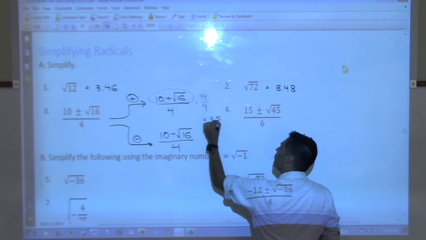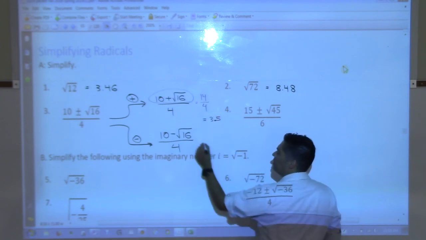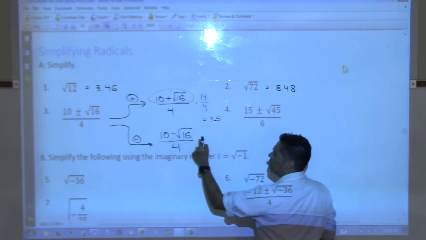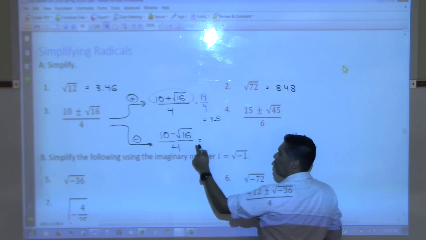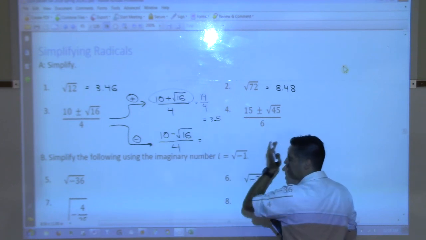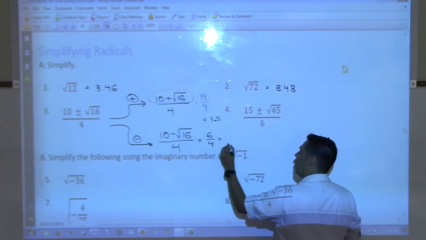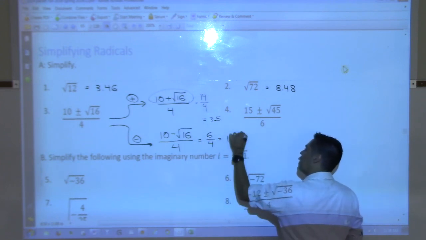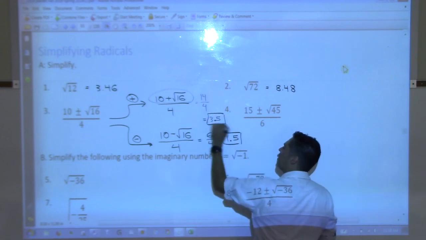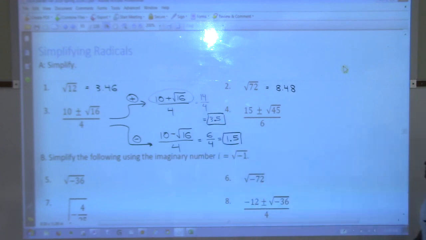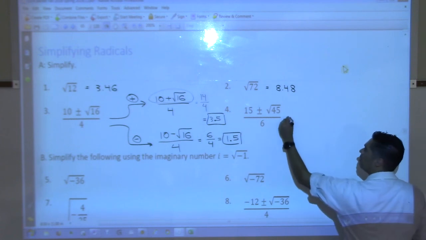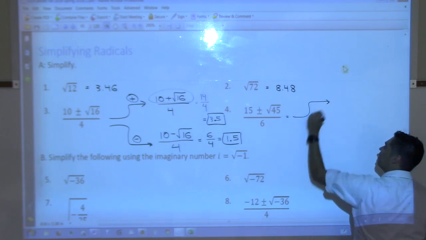All right, Miranda, what's the difference if you do it this way? 10 minus root 16 over 4. So on the top, when you do that, you should get 6 over 4, and that should give you 1.5. So there are two different answers that we got here, 3.5 and 1.5. We good? Do the next one.